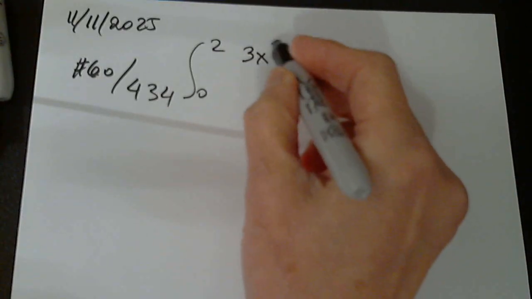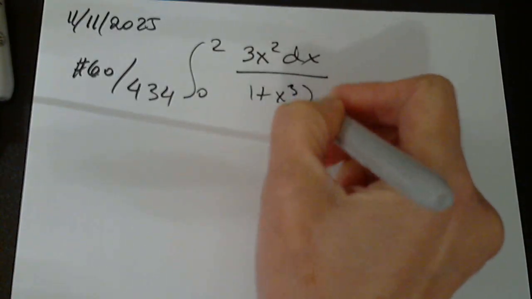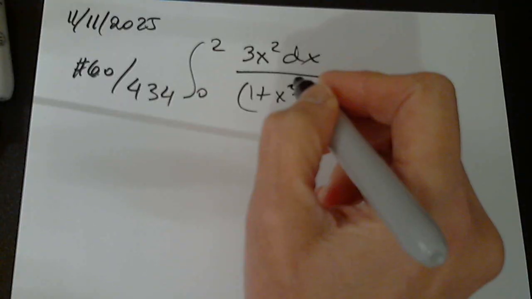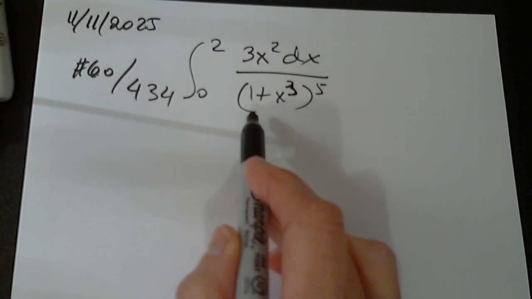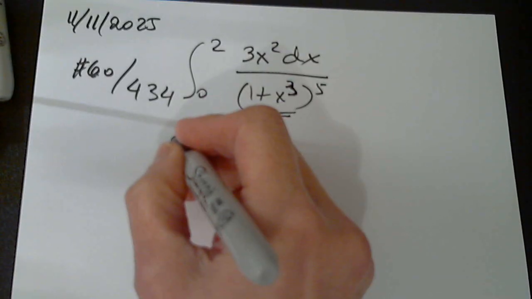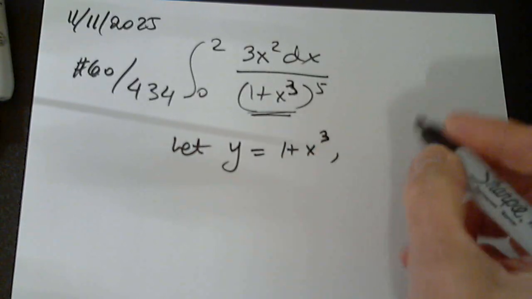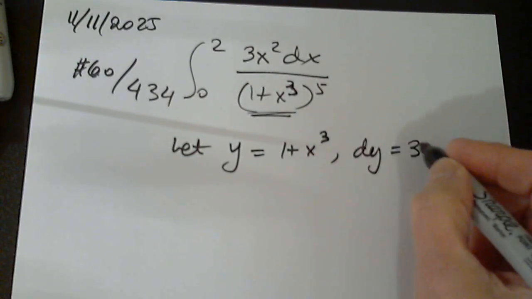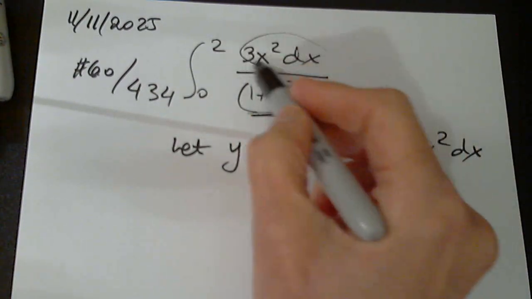In number 60 on page 434, we have a definite integral from 0 to 2 of 3x squared dx, everything divided by 1 plus x cubed, everything to the 5th power. Very good. Okay, so of course, this is the problem here. And I will say let y be 1 plus x to the third, as long as dy is in the problem. And it is. So it's right up here.